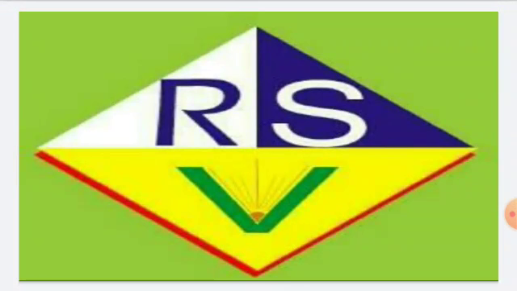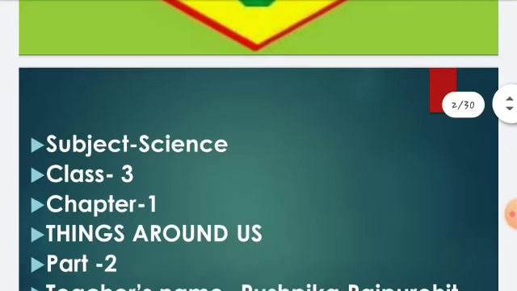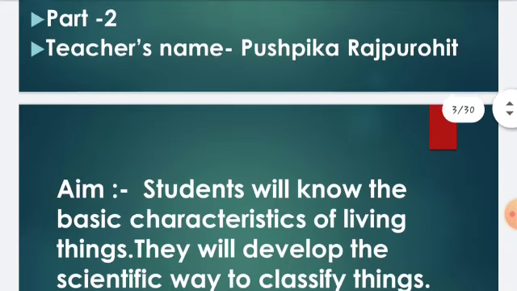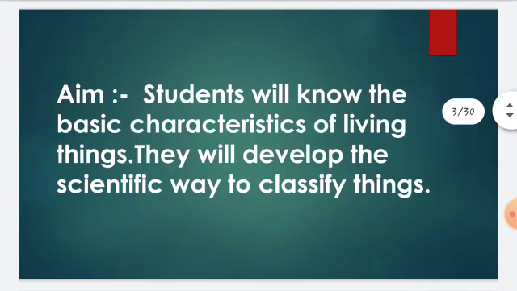Today we'll be beginning with part 2 of the chapter Things Around Us. Coming to the introduction, this is the second part of your chapter, The Things Around Us. The main aim of the chapter is to make you understand the characteristics of living things. You will develop a scientific attitude to classify the things as living and non-living.